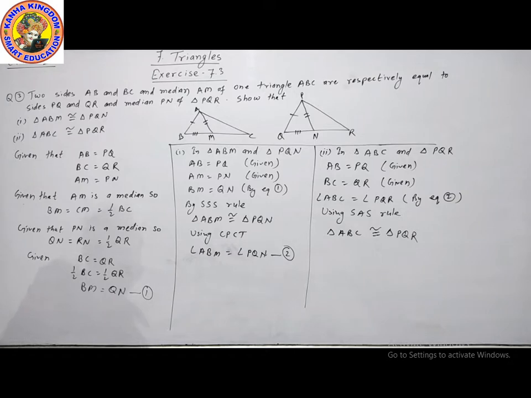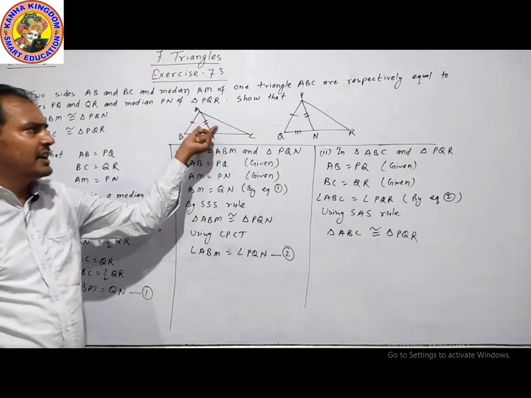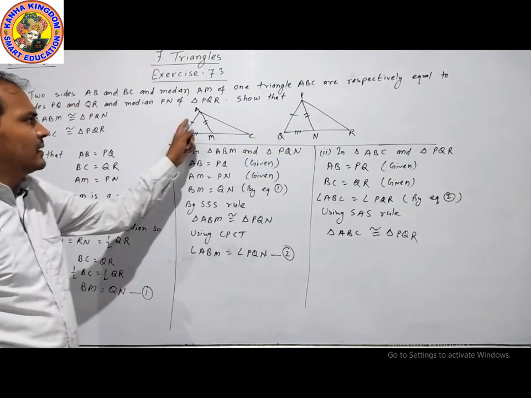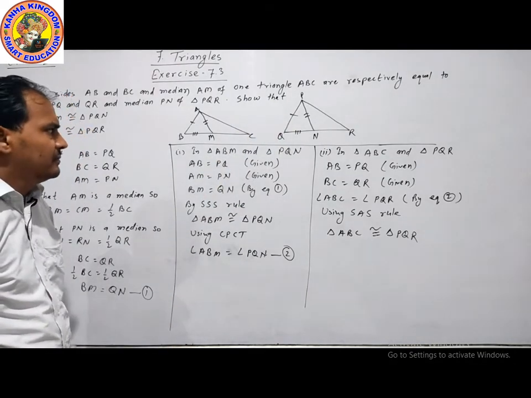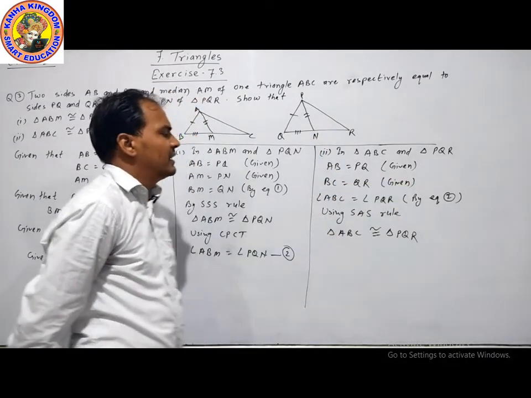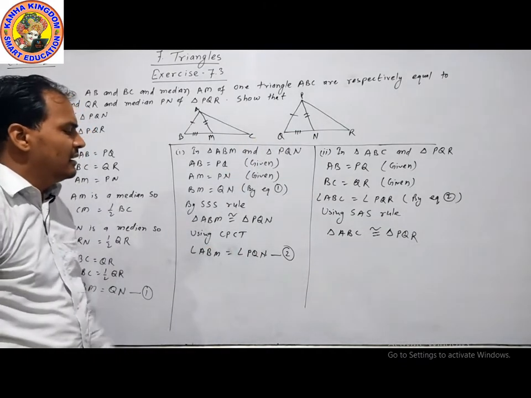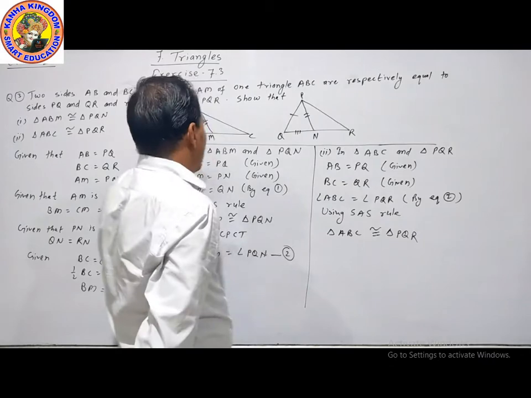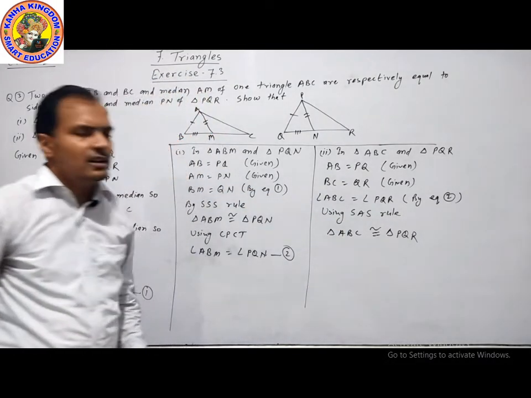Now take the second question. Triangle ABC and PQR are congruent. ABC complete triangle and PQR complete triangle are congruent. The sides AB and PQ are equal, which is given. Sides BC and QR are equal, which is given. And angle B and angle Q are equal, which is proven in equation number 2. So using the SAS rule, these triangles are congruent.